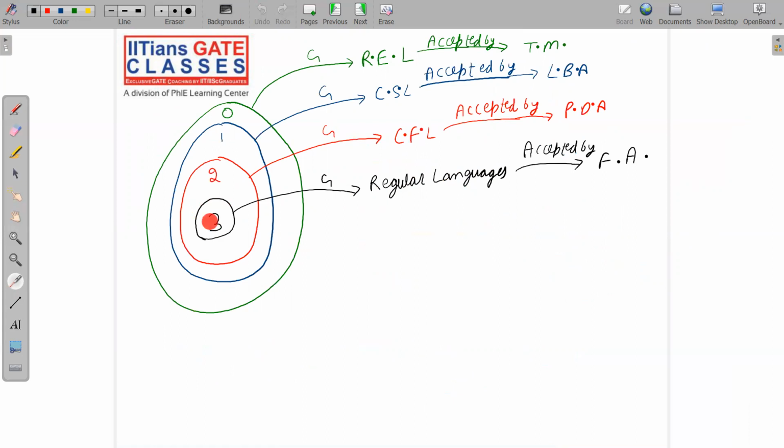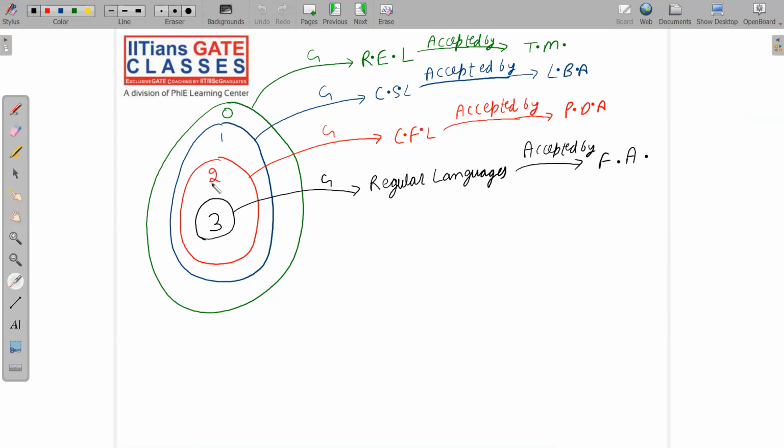So type 3 means what? If the grammar is type 3, then it will generate a regular language. That's it. A language is regular if and only if it can be generated by a type 3 grammar. If there is a type 3 grammar generating it, then we will say that language is regular. That regular language will be generated by type 3 grammar, and it will be accepted by finite automata, that is your NFA, DFA, etc.